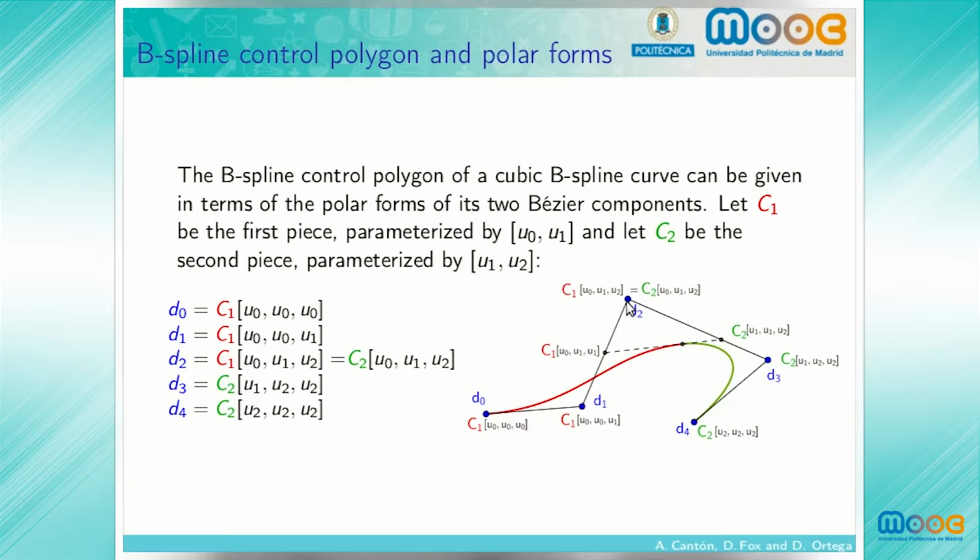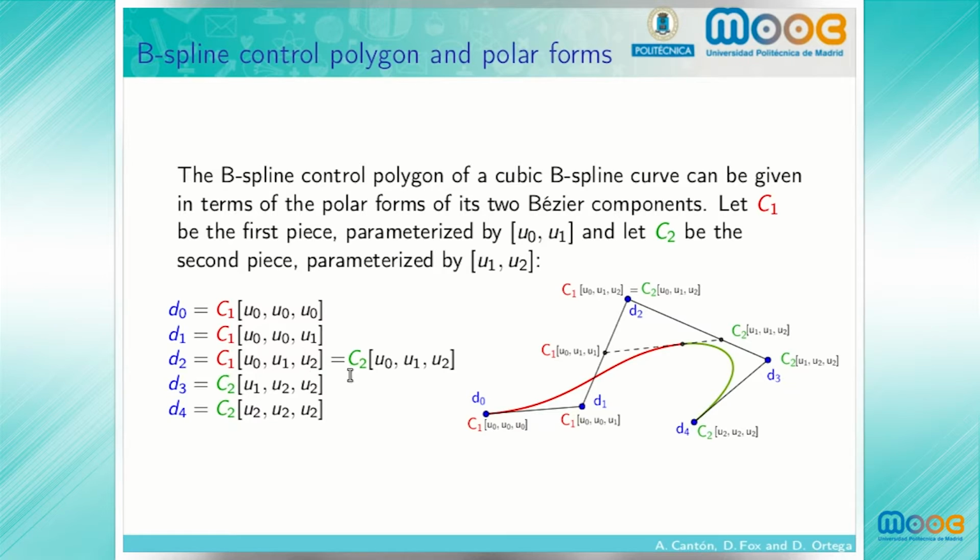Or, because of the C2 condition, it is the polar form of the second Bezier piece when evaluated at U0, U1, U2. These both are equal, and equal to this vertex. The fourth control vertex is equal to the polar form of the second Bezier piece when evaluated at U1 once, U2 twice, this vertex here. And finally, the last control vertex is equal to the polar form of the second Bezier piece when evaluated at U2 3 times, this vertex here.